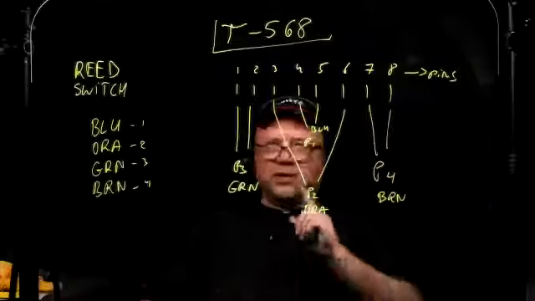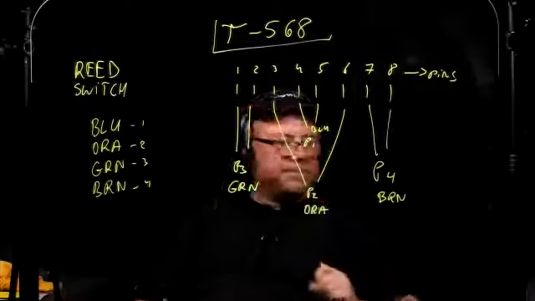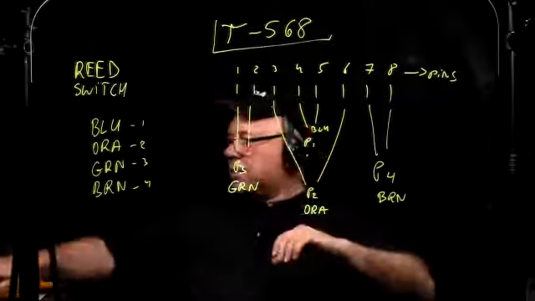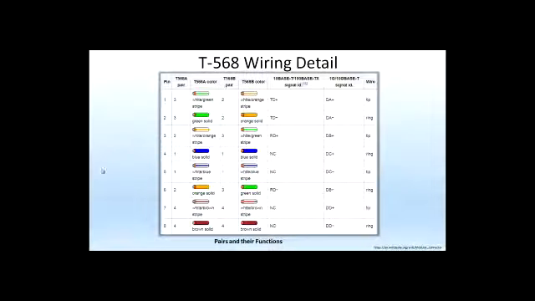Okay, so T568A configuration. All right. So again, we see the blue, orange, and then with green and brown. So this is as if you were standing here and the jack is facing that way, away from you.